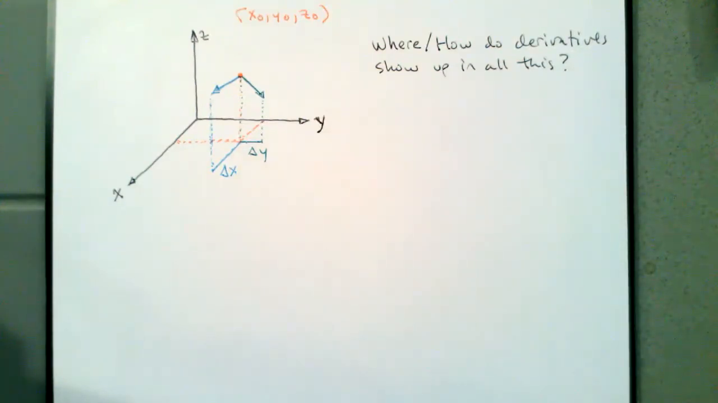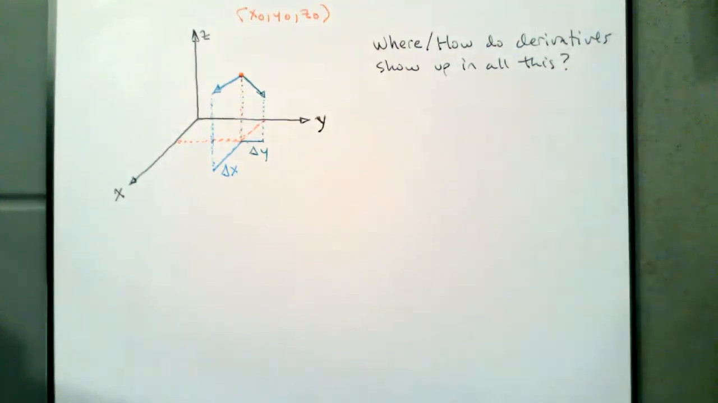Once I started saying things like change in z with respect to x and change in z with respect to y, that should make you start thinking derivatives are about to show up. That's like revealed in the trailer. That's not even foreshadowing.